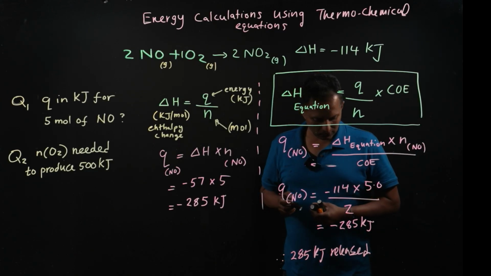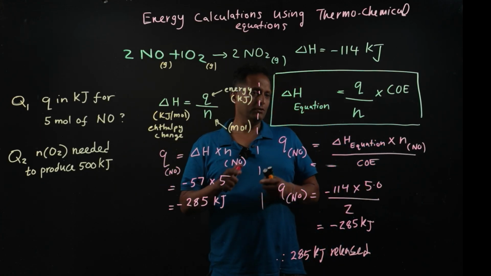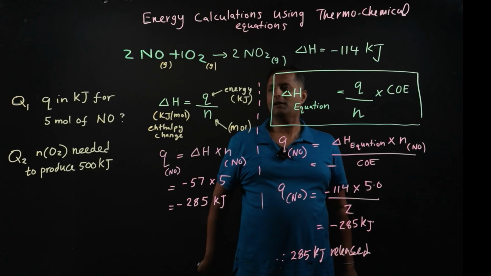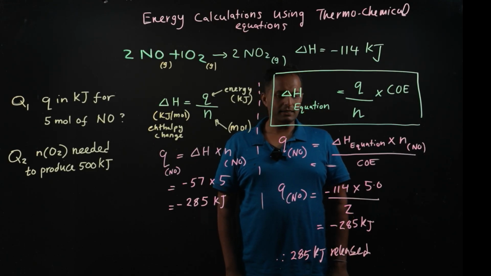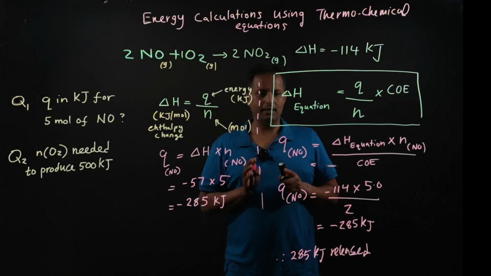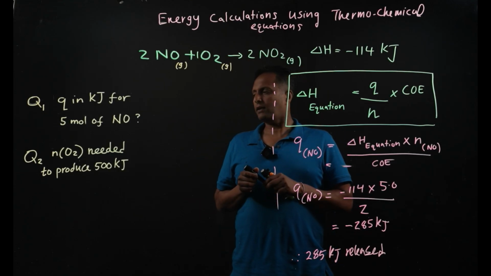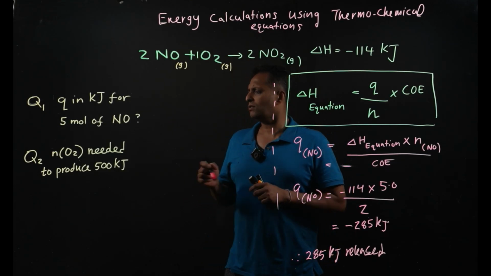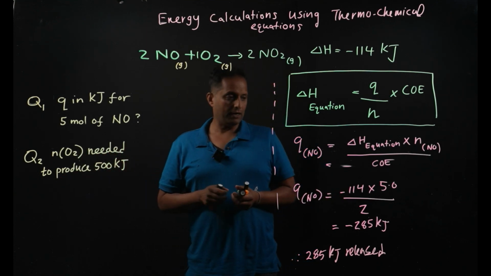Now we are going to do question 2 using the derived version of the formula. I need to clean the board first. Cleaning will take time, so let me clean the board. Now I'm ready to do question 2. Question 2 asks you to find the number of moles of oxygen needed to produce 500 kilojoules.